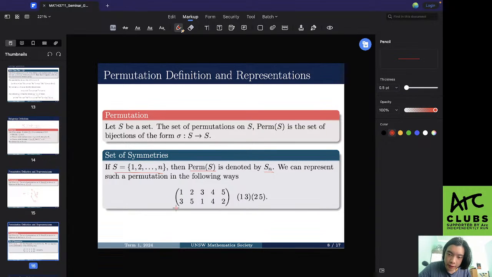We can have something like this, where essentially we're saying, hey, the first element 1 is mapped to its new spot 3, the second element is mapped to its new spot 5, the third element is mapped to its new spot 1, 4 stays in the same place, and 5 is mapped to its new spot 2. Or you can represent them as cycles, so maybe we have a swap between 1 and 3, then a swap between 2 and 5, and hopefully you see that these two forms are equivalent.